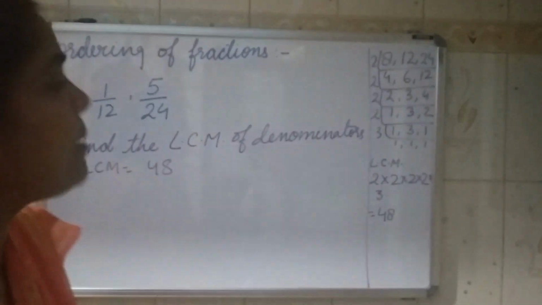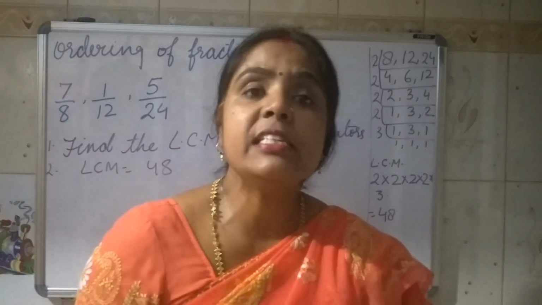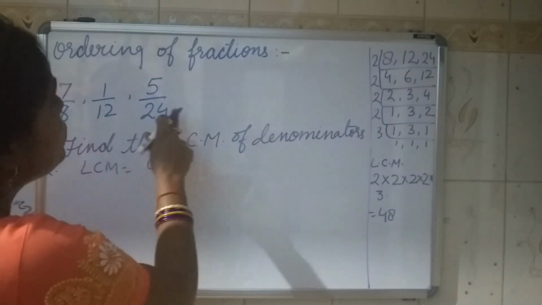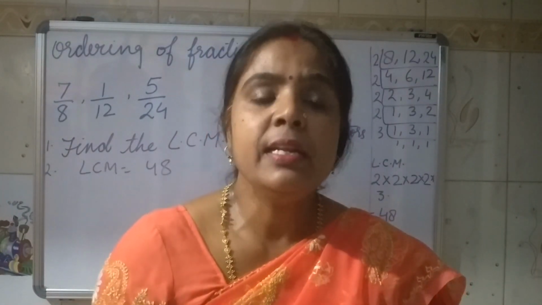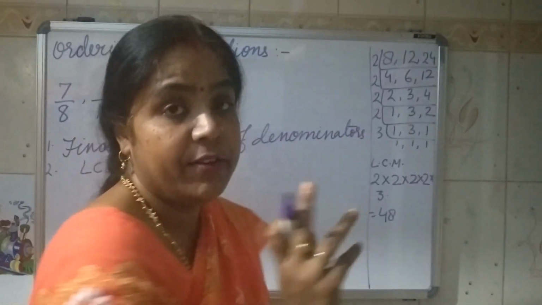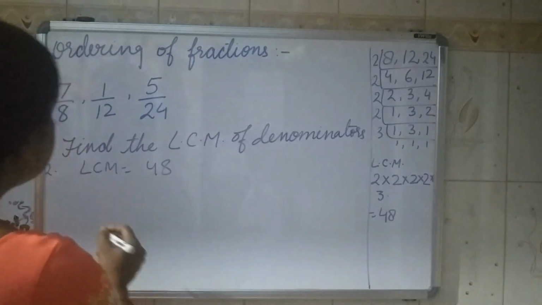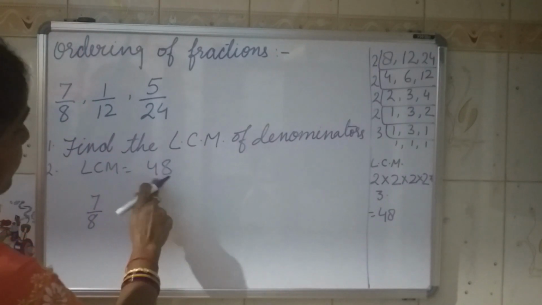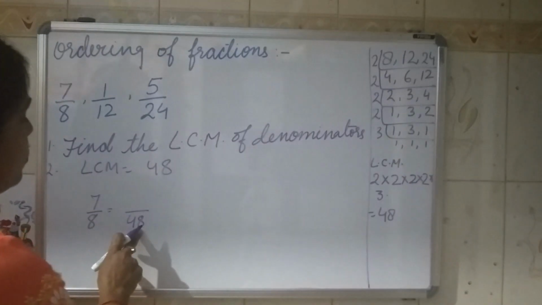Now the next step is we have to convert these fractions into like fractions. Like fractions means all denominators should be the same. So how will we do this? Here it is 8, here it is 12, here it is 24. If you remember, in the first fraction video I explained equivalent fractions: if the denominator is given and the numerator is missing, how do we find it? So here is the same case, 7 by 8 is there, and we have to convert this 7 by 8 into a fraction with denominator 48.